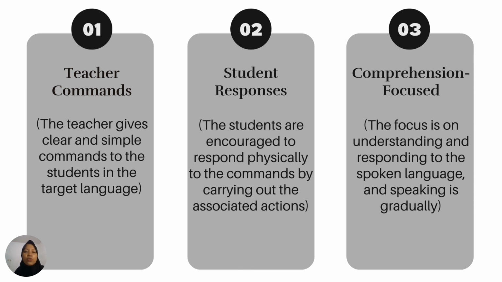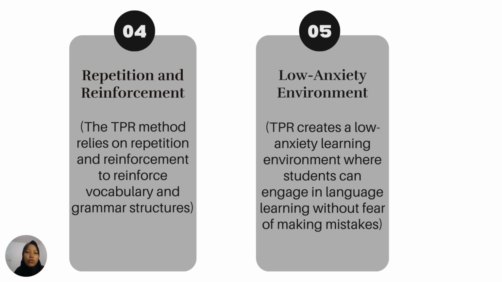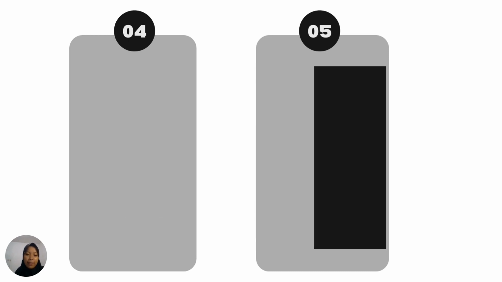And then we will go to the third, comprehension focus. The focus is on understanding and responding to the spoken language, and speaking comes gradually. We go to the fourth point. It is repetition and reinforcement. The TPR method relies on repetition and reinforcement to strengthen vocabulary and grammar structures for students. And then the fifth, low anxiety environment. TPR creates a low anxiety learning environment where students can engage in language learning without fear of making mistakes. So they could be more confident and also comfortable in this method.